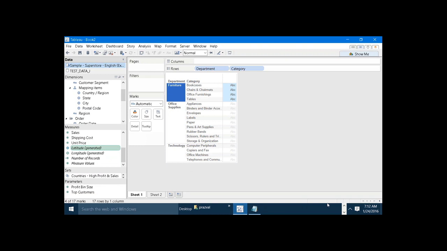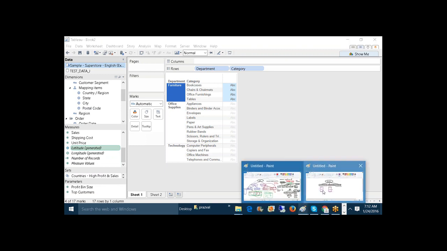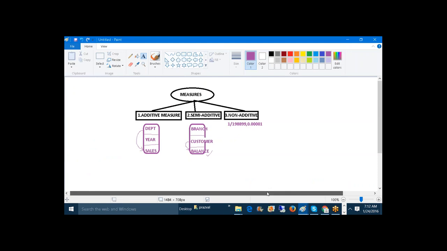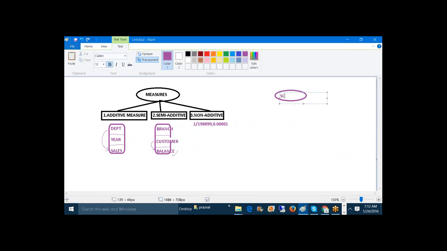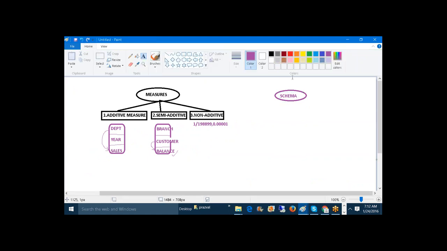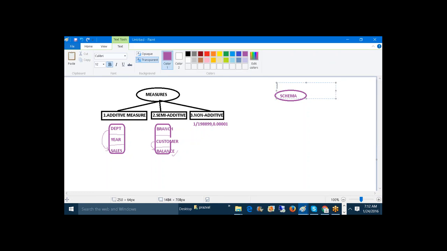Finally, in the data warehouse, the arrangement of the dimensions and the measures is known as a schema. The schema can be built with dimensional modeling. So how can we build the schema in the data warehouse with the help of dimensional modeling?